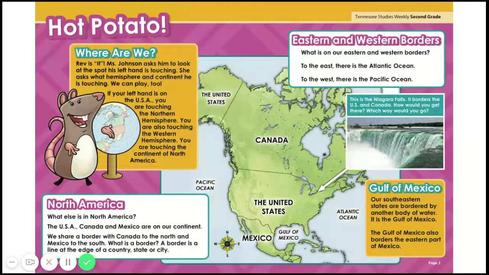Take a moment to think about those questions. You can write them down or talk to someone at home about how you would get there and which way you would go if Niagara Falls is on the border of the US and Canada, where the arrow is pointing.